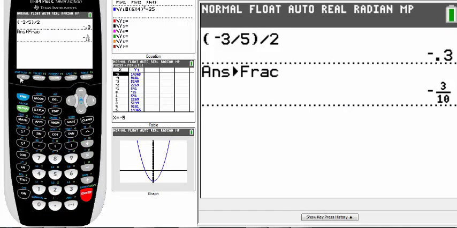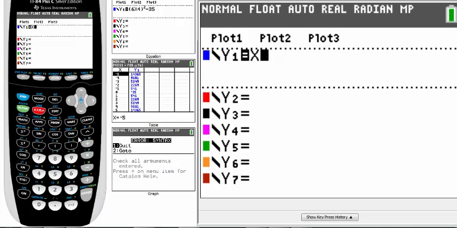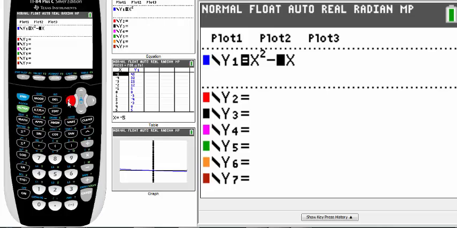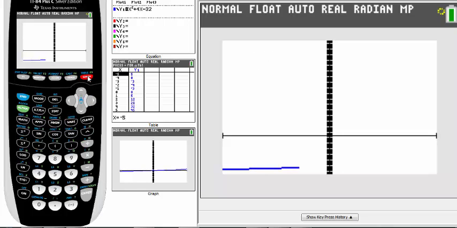Go ahead and go to y equals. We have x squared plus 4x, and then the minus sign is at the end here, minus 32. Okay, graph. Again, you might have to readjust your window.